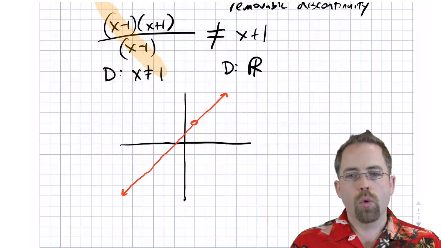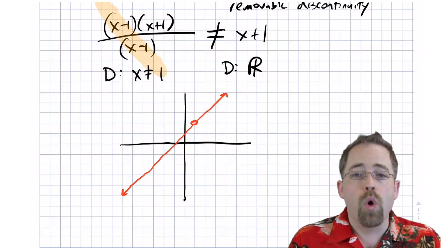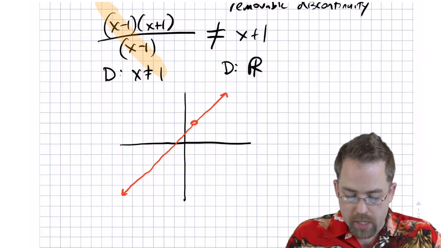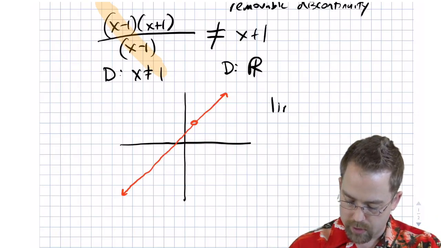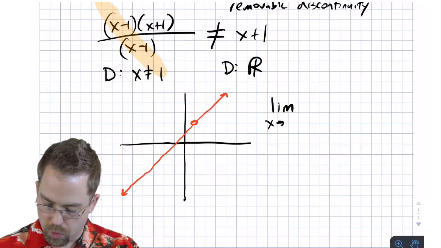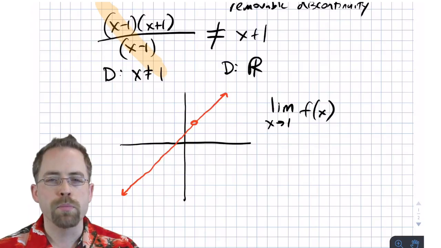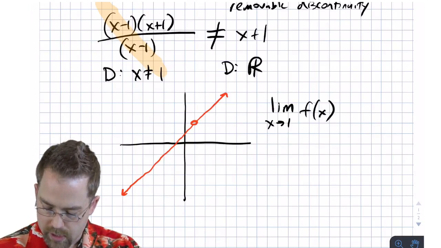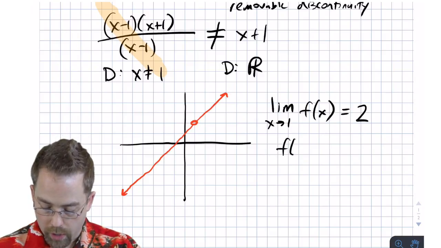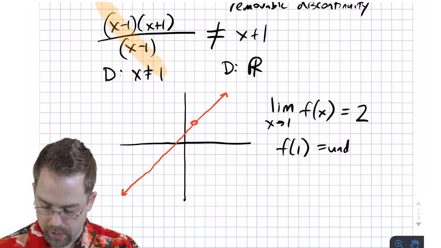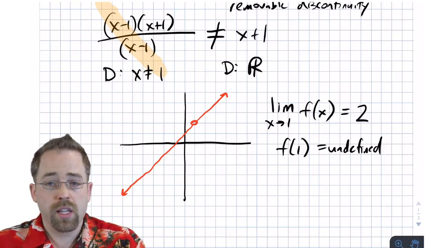So what does that mean? When we want to ask, what was this function going to do? What should have happened if we had been able to plug in 1? Remember, we wrote that as the limit as x goes to 1 of f of x. Well, because this was a removable discontinuity, you can see that the y value would have been 2. So notice, f of 1, we said this already, is undefined. You cannot say what happens at 1, because nothing happens.